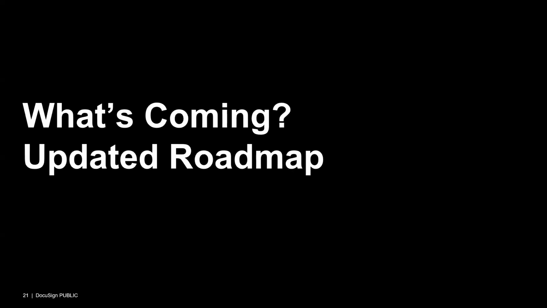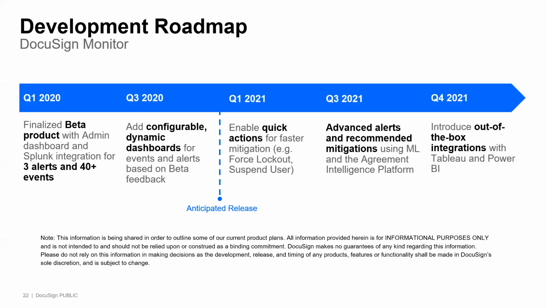So again, this is something that is currently available in beta. We have 40 plus events and 3 pre-programmed alerts. We have all of this functionality, which includes our DocuSign Monitor API, which exposes the events and alerts and productizes the underlying telemetry. We have the Splunk app that you can start using in order to consume these events and integrate them into your existing Splunk Enterprise SIEM. We have our DocuSign Monitor UI, which gives you information on the alerts that are currently being triggered. We'll keep adding to that.